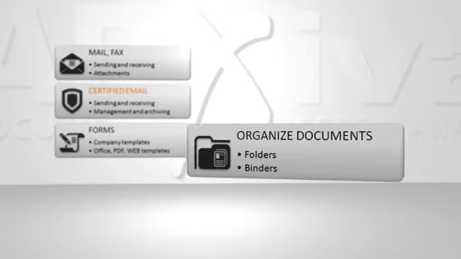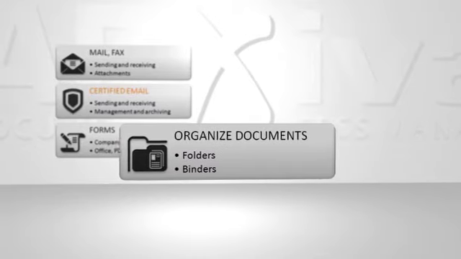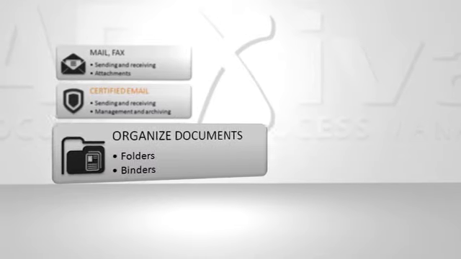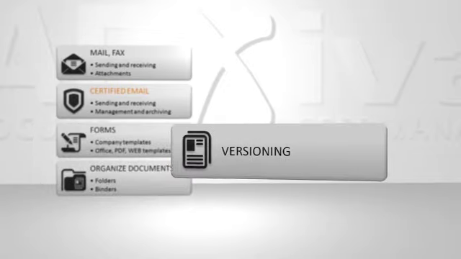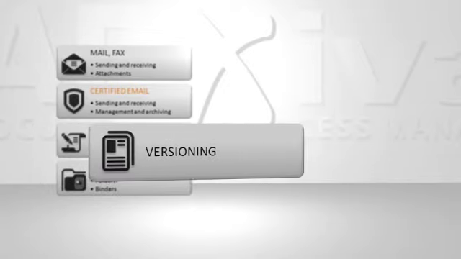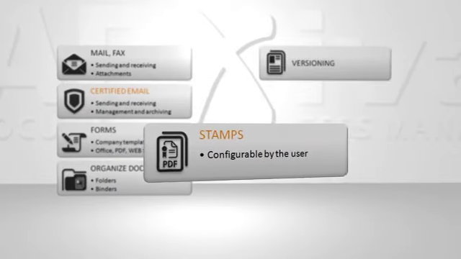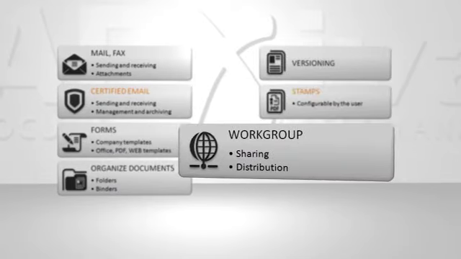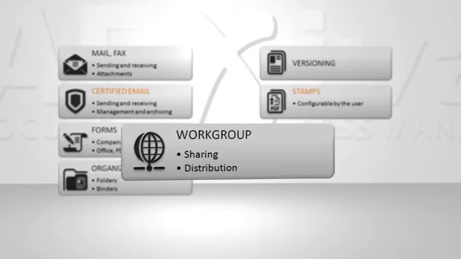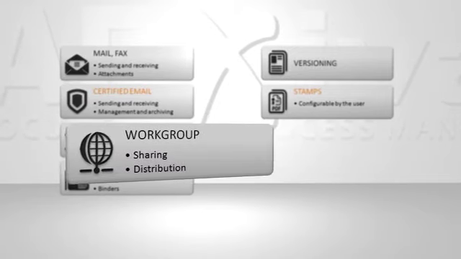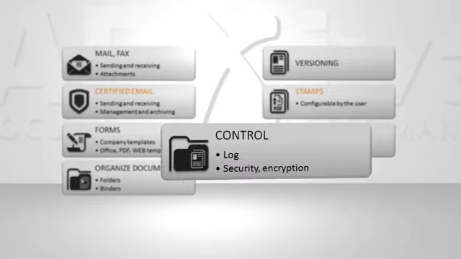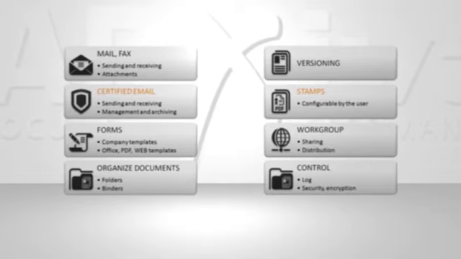Arxivar allows us to organize documents into folders, binders, or link them together. We can manage the versioning and keep track of any changes made in the documents. We can apply stamps on PDFs and much more. Information is shared between users without duplicating the documents. Arxivar also traces any activity done on the documents.